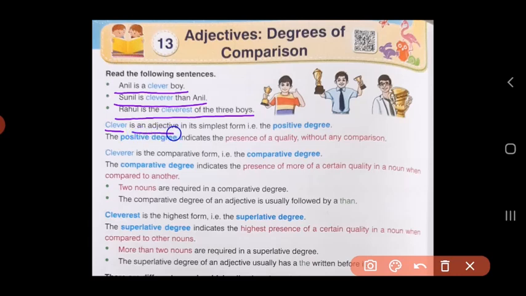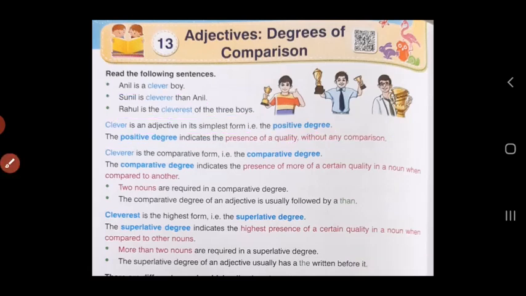Clever is an adjective in its simplest form. And when we talk about a simple adjective, we call that form the positive degree. So the positive degree indicates the presence of a quality without any comparison. So a simple adjective is called a positive degree. So here clever is a positive degree.